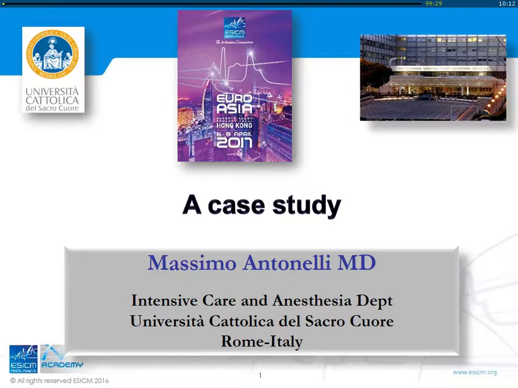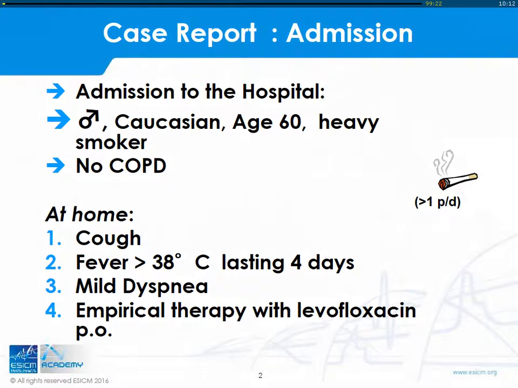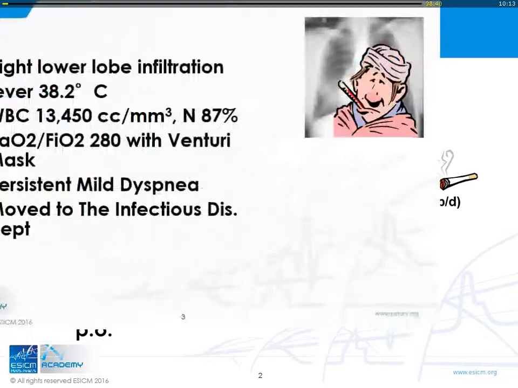There are a number of different points that we can discuss together regarding the evolution of this case. We have a man, age 60, who is a heavy smoker, even though he is not categorized as a COPD patient. He used to smoke more than one packet of cigarettes per day. At home he developed a cough and some fever, lasting 4 days, with mild dyspnea, and the general practitioner started an empirical therapy at home with levofloxacin given orally.